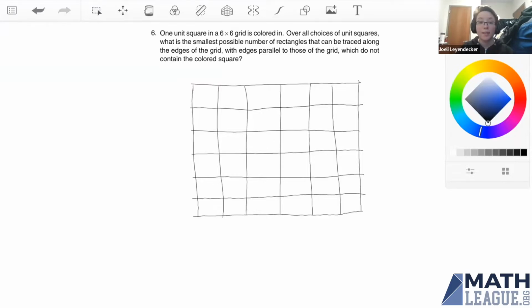The problem reads, 1 unit square in a 6x6 grid is colored in. Over all choices of unit squares, what is the smallest possible number of rectangles that can be traced along the edges of the grid with edges parallel to those of the grid, which do not contain the colored square?